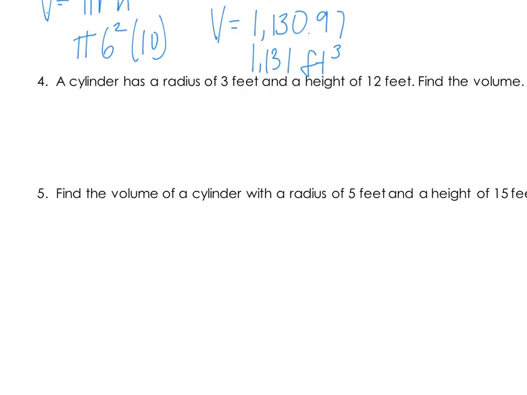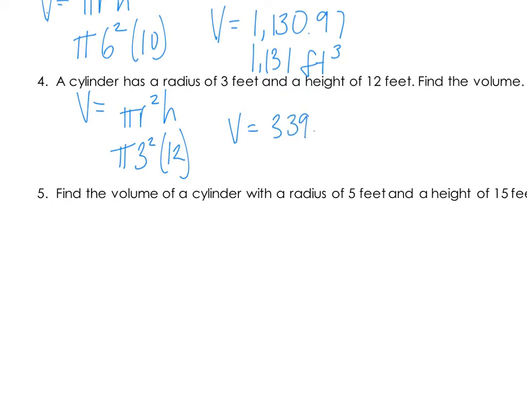Okay, last two on this page. Cylinder has a radius of 3, height of 12. Find the volume. Got it? Again, pi r squared h. Make sure you've got a radius and not a diameter, which we do. So pi times 3 squared times my height of 12. 3 squared is 9, and we'll multiply all that by 12, and we get a volume of 339.29, so we'll round that to 339.3, and we are in cubic feet.